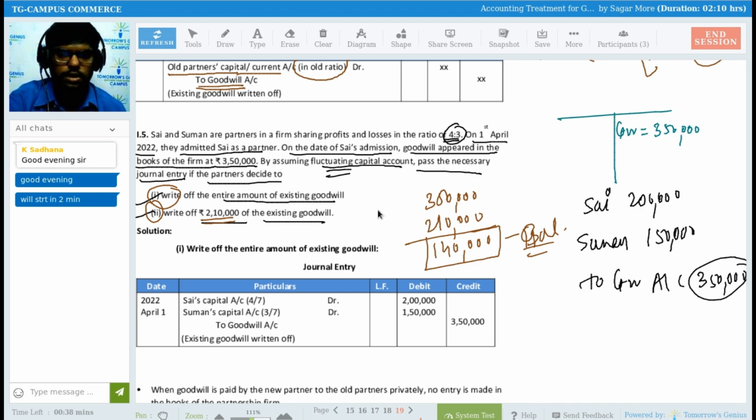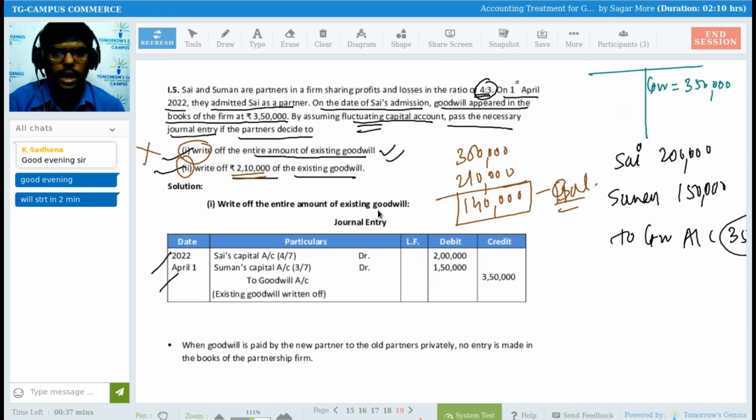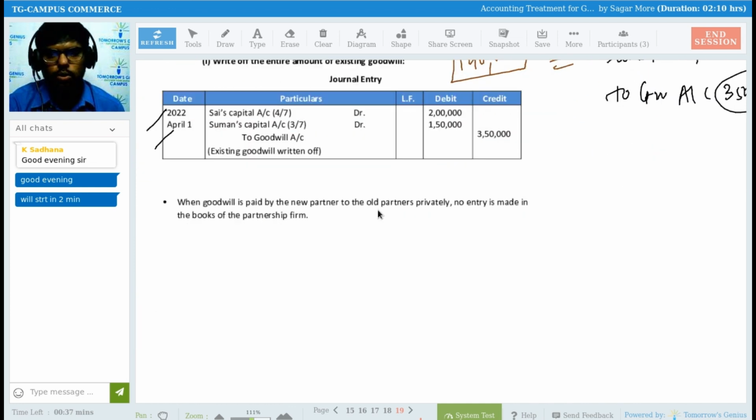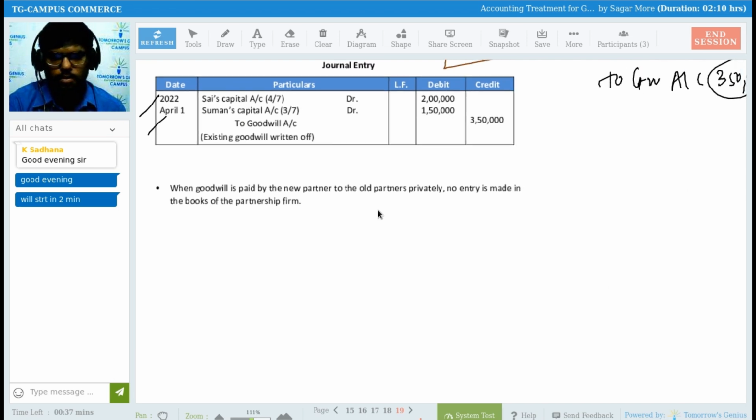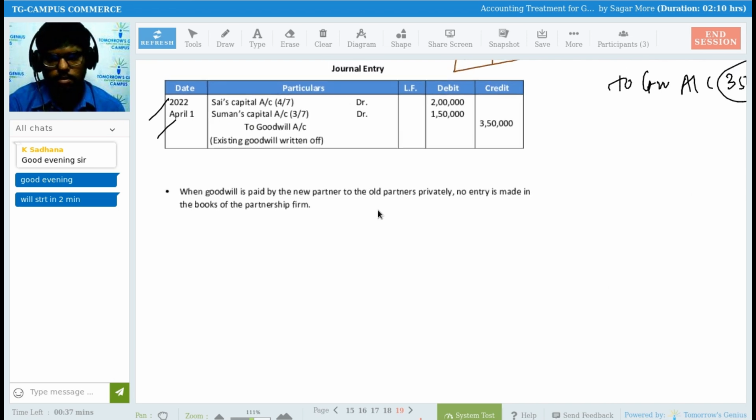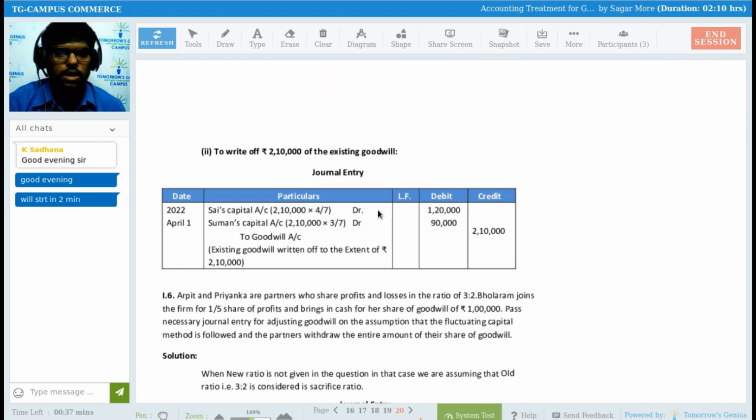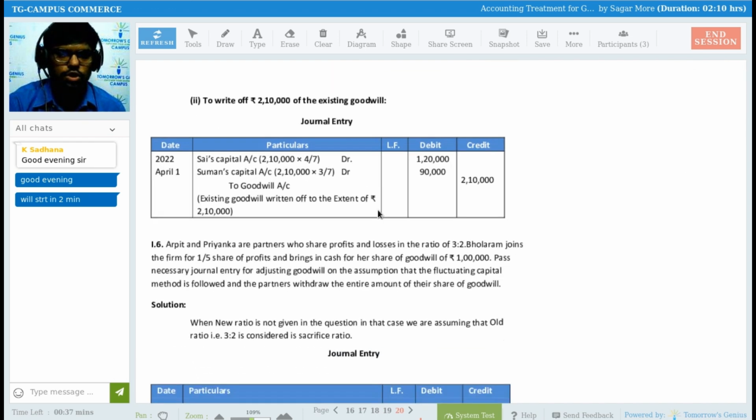Understood this, Shivari, Sadhna, and Dhanushri, right? That is the case where we write off the entire amount of goodwill. Understood? Okay. Now the second thing is to write off 2,10,000 of the existing goodwill. Only 2/10 we are writing off, so we write off 2,10,000 of the existing goodwill.